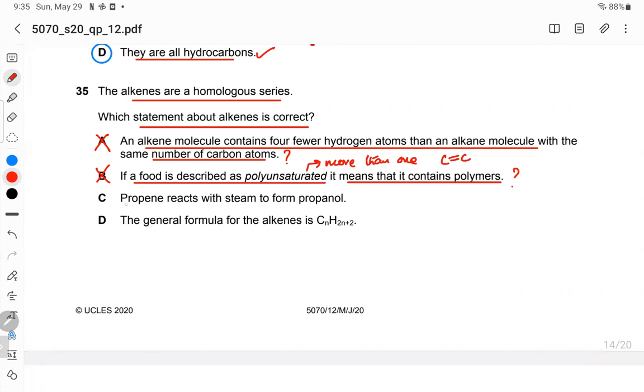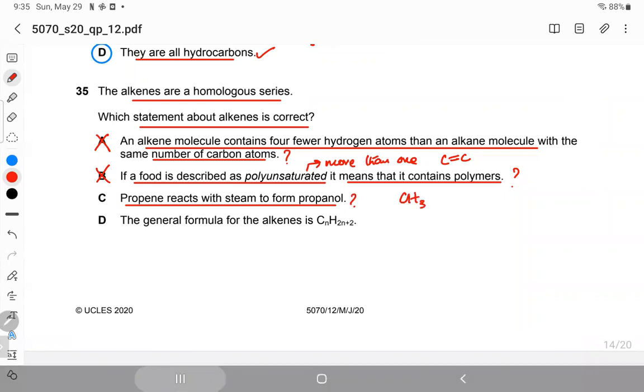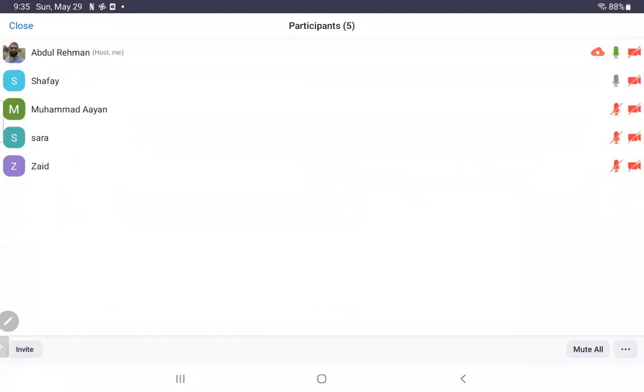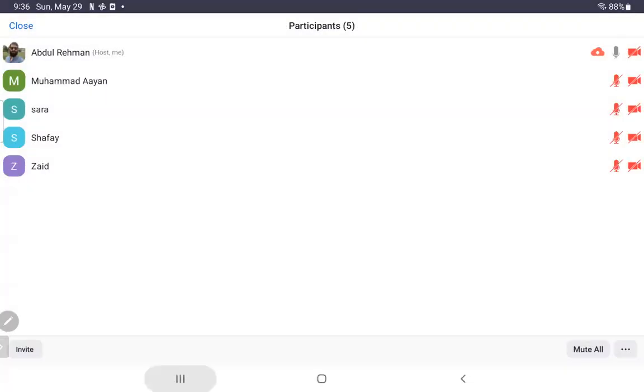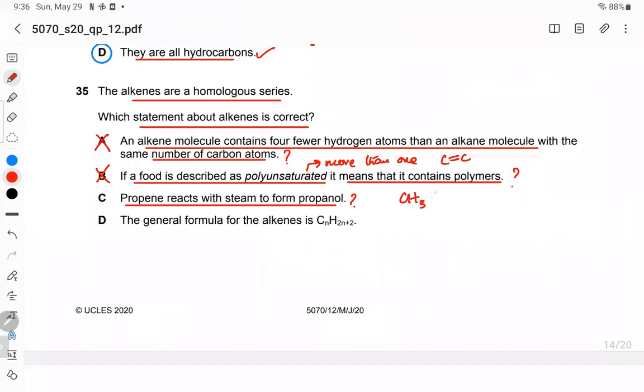Okay. Now, propene reacts with steam to form alcohol. Yes, this is correct because if you recall, CH3, CH double bond, CH2.